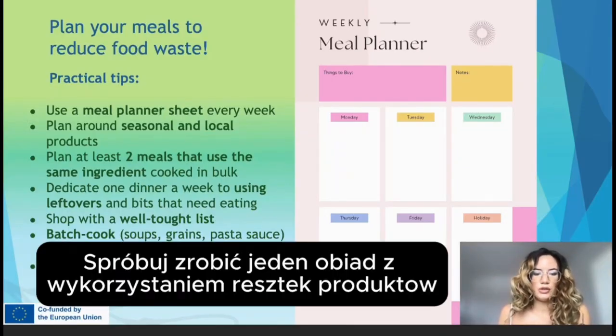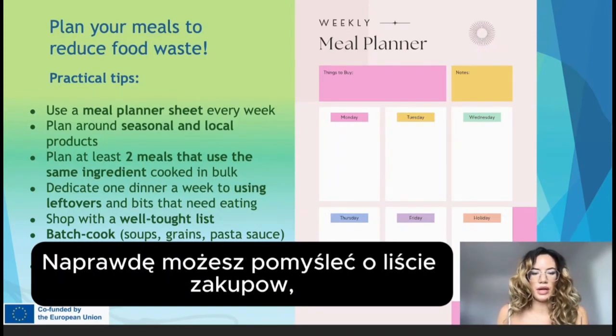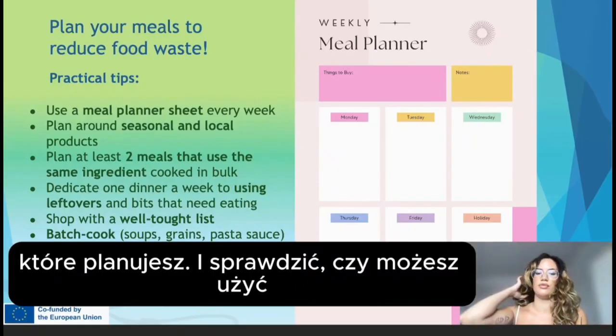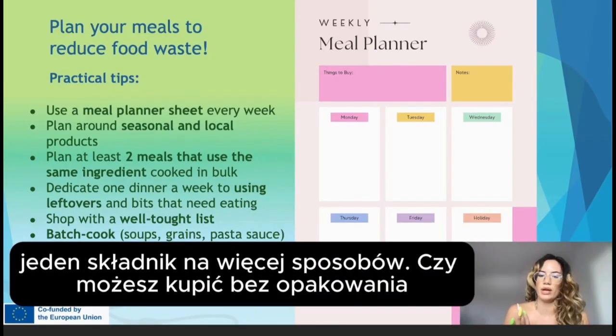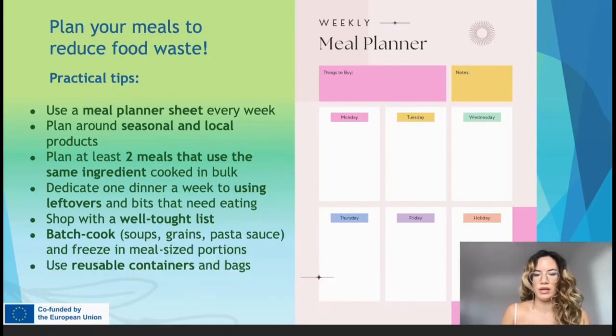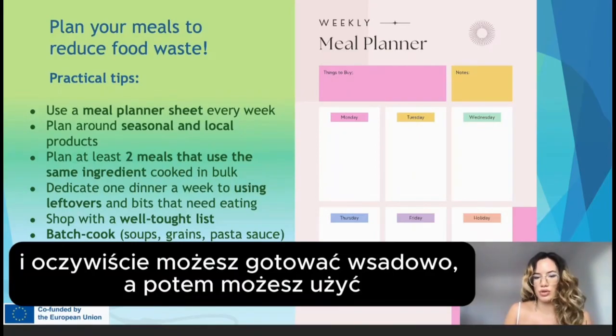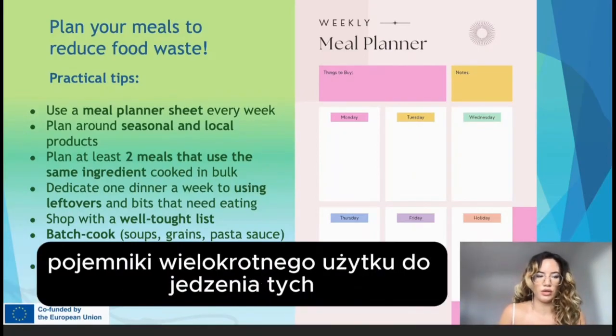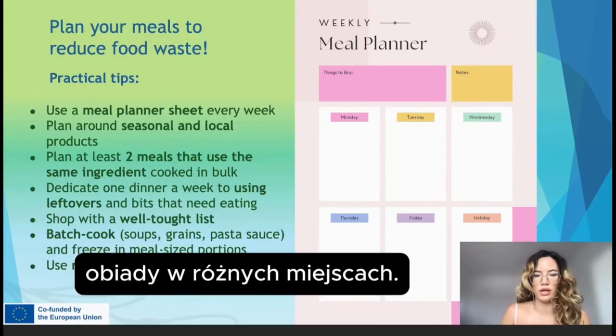You can try to dedicate one dinner to using some leftovers. You can really think about the list of shopping that you plan to see if you can use one ingredient in more ways, and if you can buy in a less packaged way. And of course, you can batch cook, and then you can use reusable containers to eat these lunches and so on in different places.